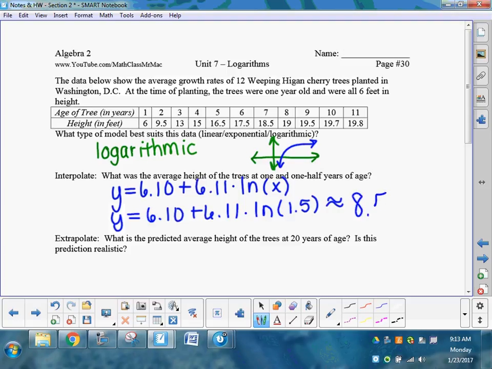.58, and what is that, feet? 8.58 feet. Now, does that make sense? Look at where this would fall. Does it make sense, yes or no? Okay, great. Let's do the second one.